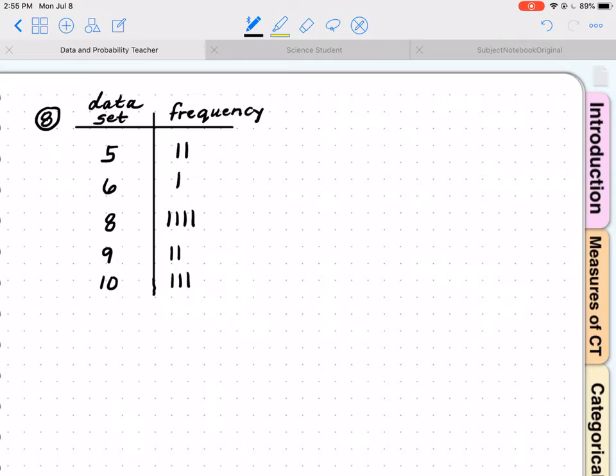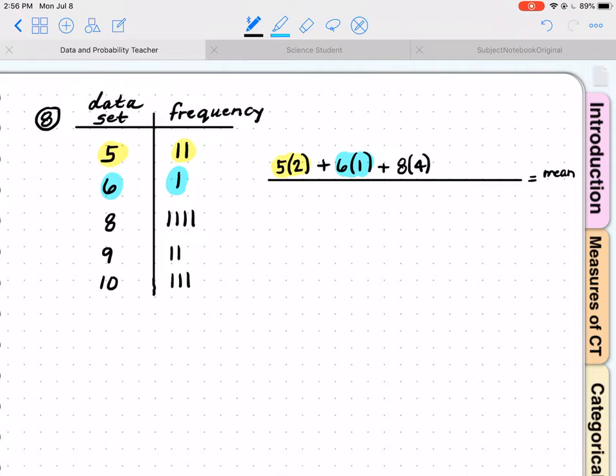So we have the data and we have the frequency table. To set up your mean, you're going to first need to count up. Let me follow the same pattern because we're looking for the mean. We have a 5 that was in there 2 times. And then we have a 6 that was in there 1 time. We have an 8 that was in there 4 times. So that would be the mode if they were asking. There were more of those than anything else. And then we have a 9 that was only in there 2 times.